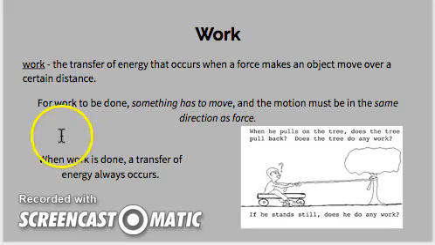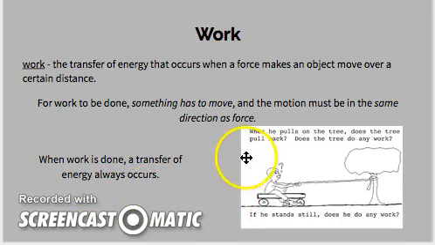All right, we take a look at work here. Work, by definition, is the transfer of energy that occurs when a force makes an object move over a certain distance. That's our definition of work. And in order for work to be done, something has to move, and the motion of whatever it is must be in the same direction as the force that's acting on it. Otherwise, there is no work being done. And when work is done, a transfer of energy always occurs.